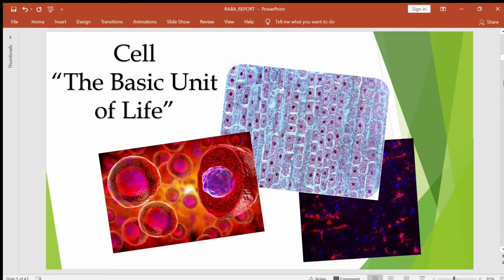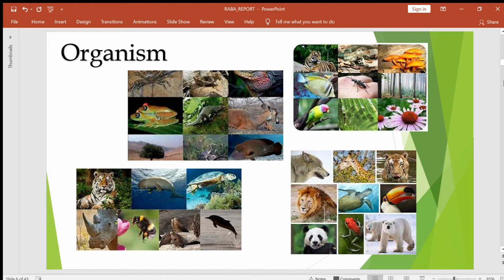First, let's start with the cell, the basic unit of life. A cell makes up every living organism such as animals, people, plants, and even microorganisms. Without the cell, life would never exist, and ecology would never be determined. From cells, organisms and species are made up.